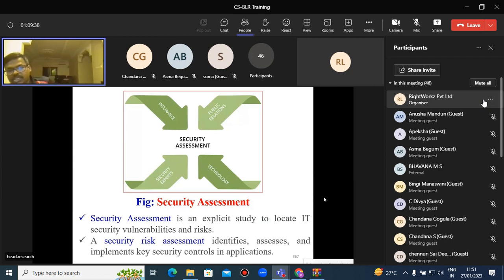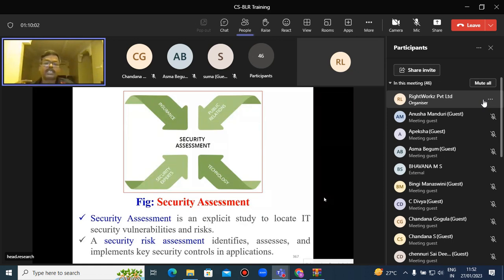the organization, public relations, how user friendly you are with the organization or public relations. Then technology, what type of technology are you using in order to maintain high security. Then security experts. Who are the security experts? These are the security assessment components.